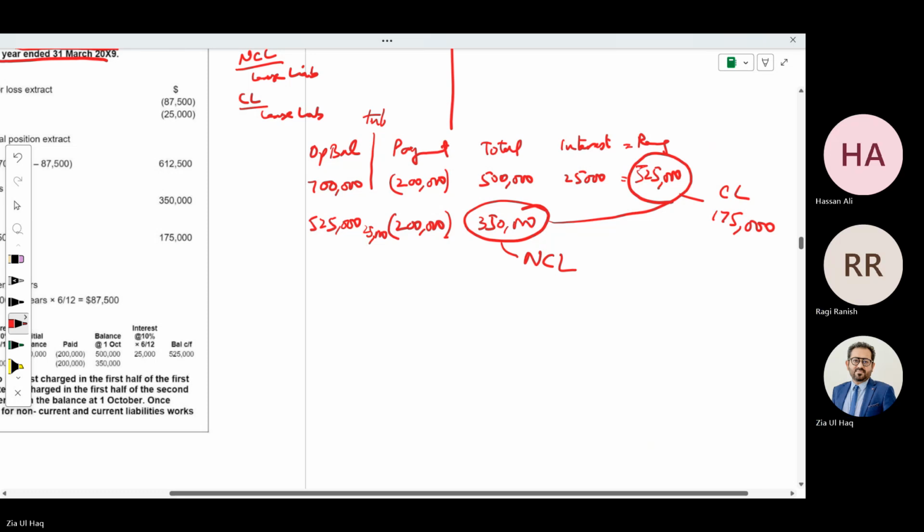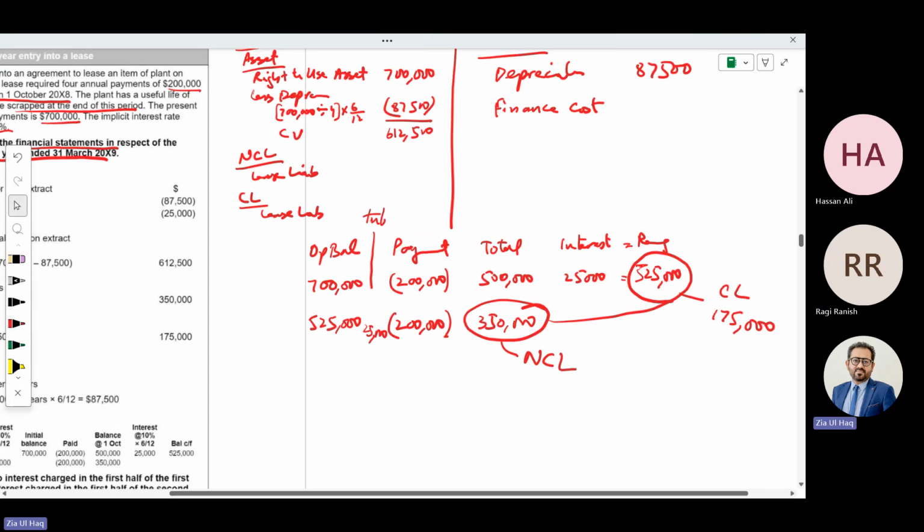So now non-current liability, we have calculated how much? 350,000. And current liability, we have calculated how much? 175,000. And what is the finance cost interest charge for the year? That is 25,000 till year end. So this will be your answer.